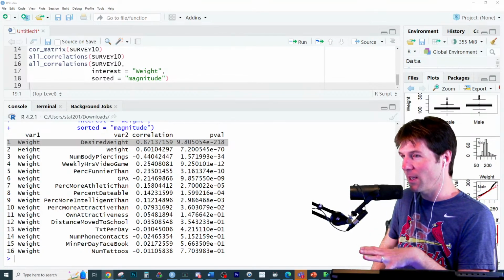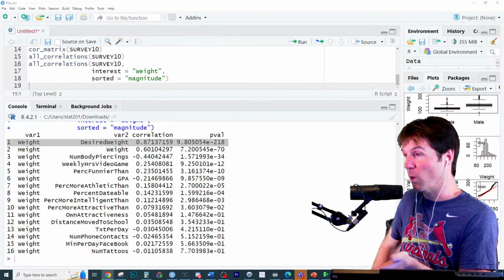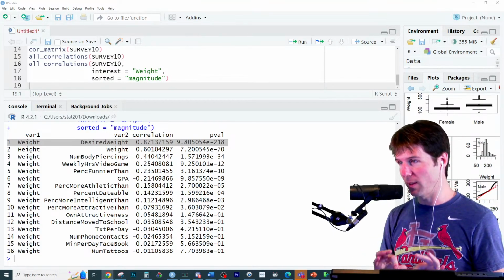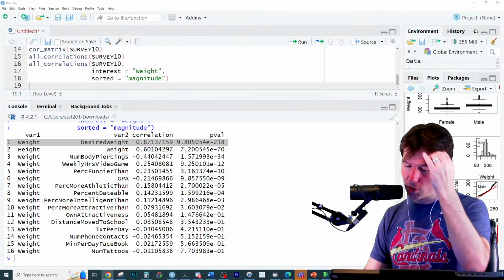Does that make sense right there? Like, it's more significant to have a stronger correlation, all sample sizes being the same. I do want to point out one trick, though.